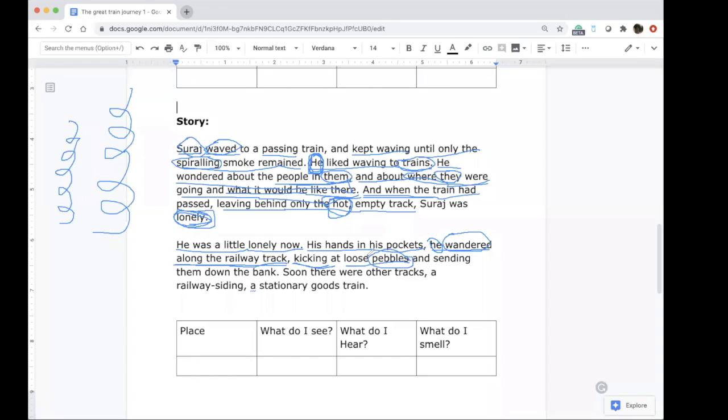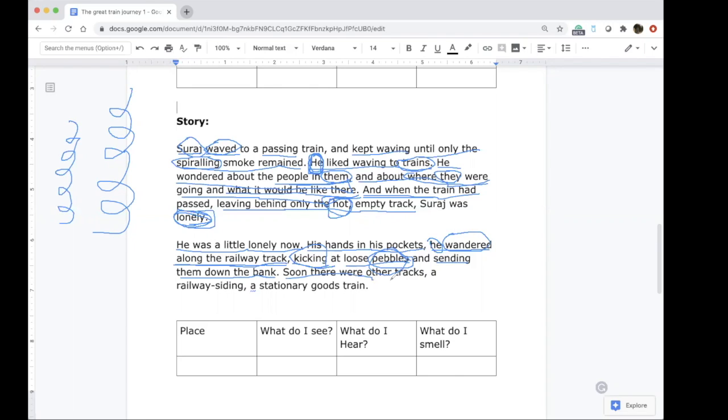So when Suraj is walking along the railway track, he's also kicking at the loose pebbles. Pebbles means stones, and sending them down the bank. So what is happening to these pebbles? When Suraj is kicking the stones, they are going away from the railway track. Okay, that is the meaning of the sentence.